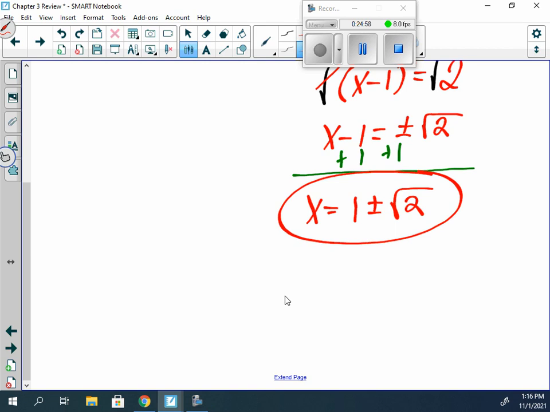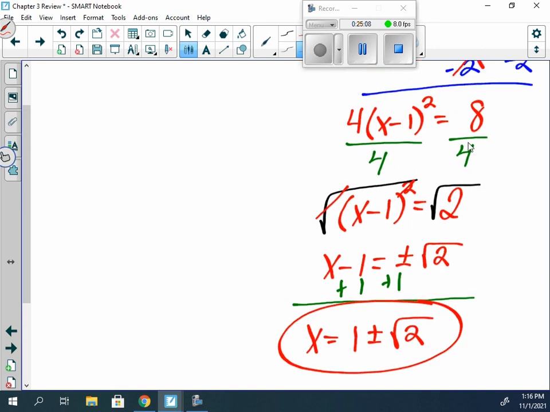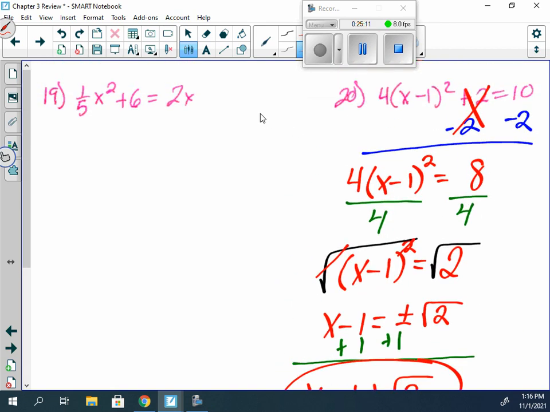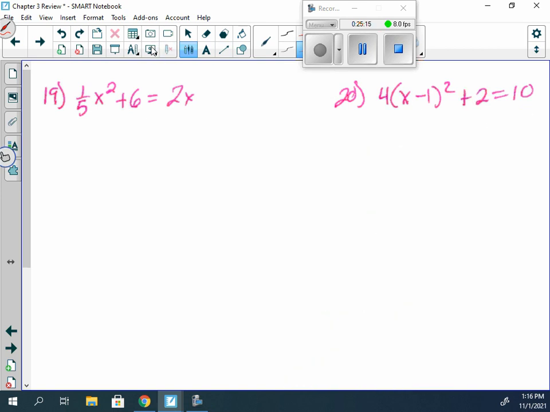Any other questions on these two here? Any questions on 19 or 20? 19? Any other questions on 20? Guys?